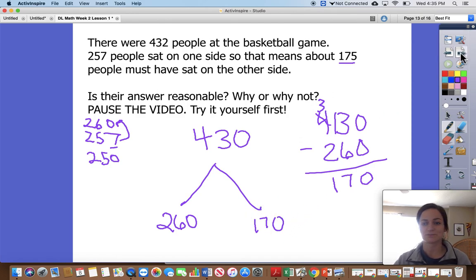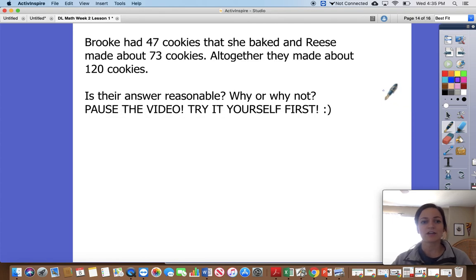Awesome. Let's try another one. Brooke had 47 cookies that she baked, and Reese made about 73 cookies. Altogether, they made about 120 cookies. Is their answer reasonable? Is 120 actually close? Go ahead, pause the video, round it to the nearest 10, and try it yourself.